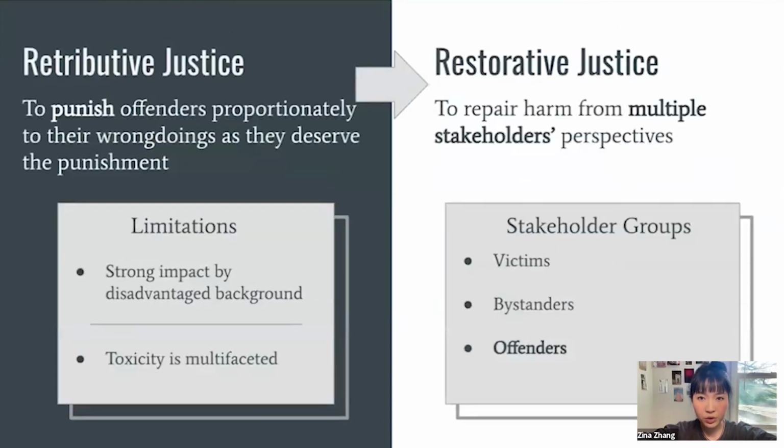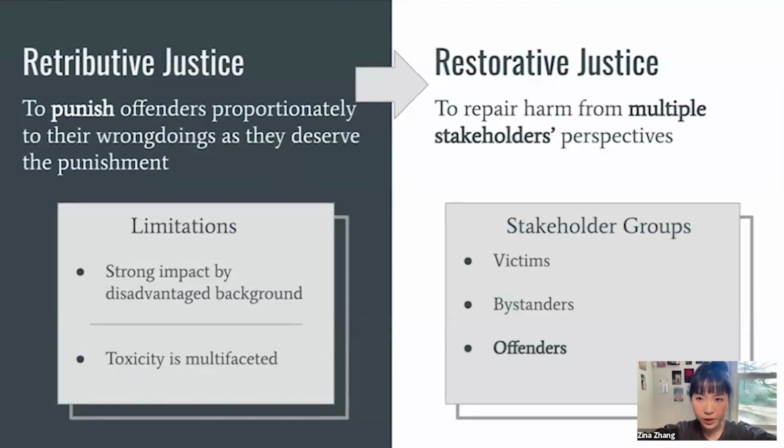The punishment approach in moderation systems is similar to the concept of retributive justice in criminology, which aims to punish offenders proportionally to their wrongdoings as they deserve such punishment. However, retributive justice has multiple limitations. It may not effectively reform offenders' future behavior.